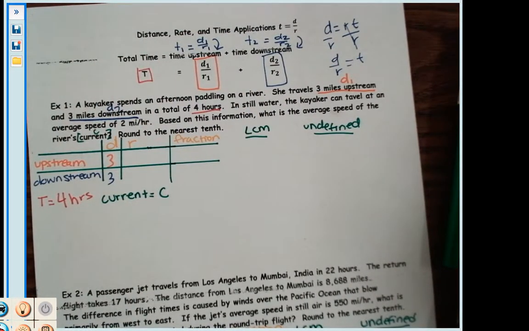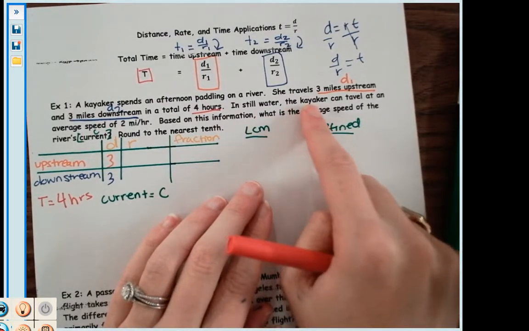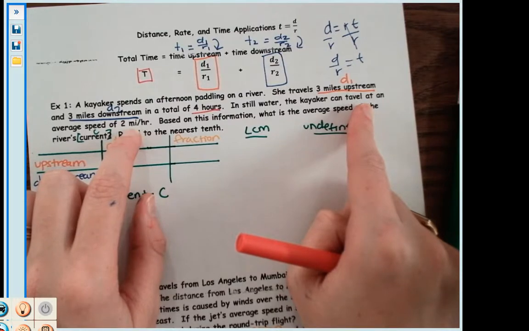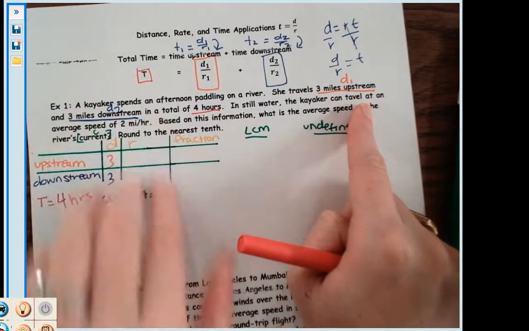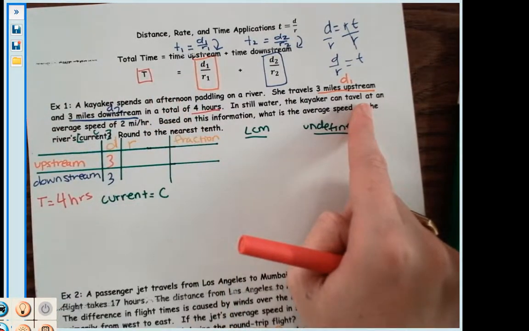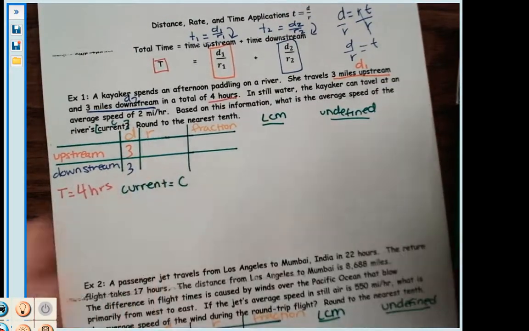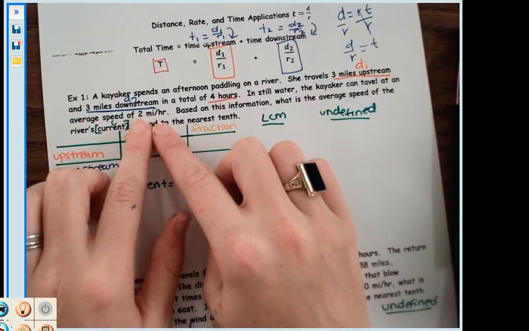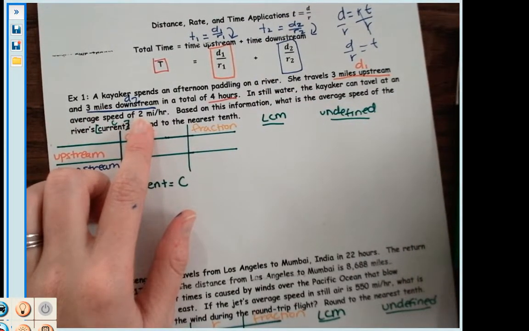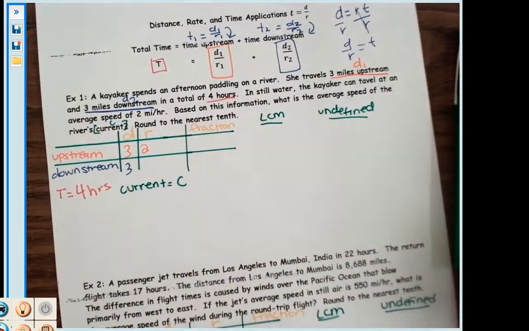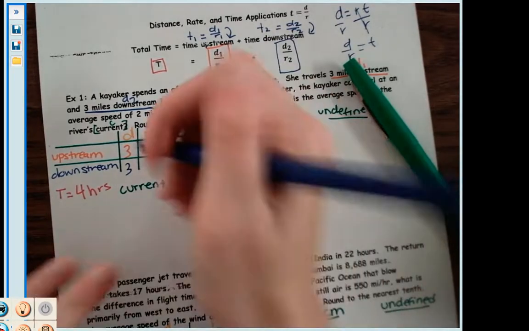4 hours. All right. It says in still water, the kayaker can travel at an average speed of 2 miles per hour. Okay, so that's going to go in our rate category, but the rate is going to be influenced by the current, so you have to wait for that. So far, no matter which way the kayaker is going, they can paddle at this rate, 2 miles per hour. So upstream, they can go 2 miles per hour, and downstream, they can go 2 miles per hour.